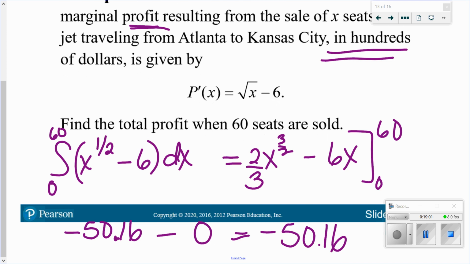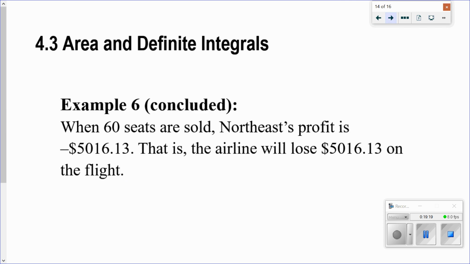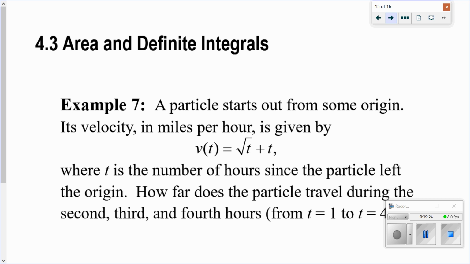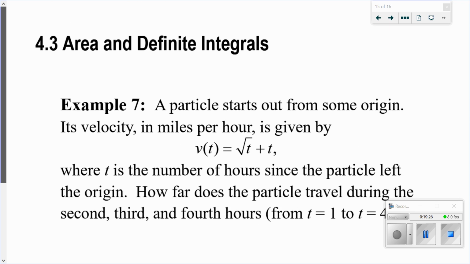Okay, and we're going to multiply that number by 100 so we get what the actual dollars are, which is negative $5,016. That means we are operating at a loss of $5,016. Okay, and that's what it tells you on the next page. Okay, if you want to do this last word problem, again, the answer will be in the notes posted online. It should have all the answers.